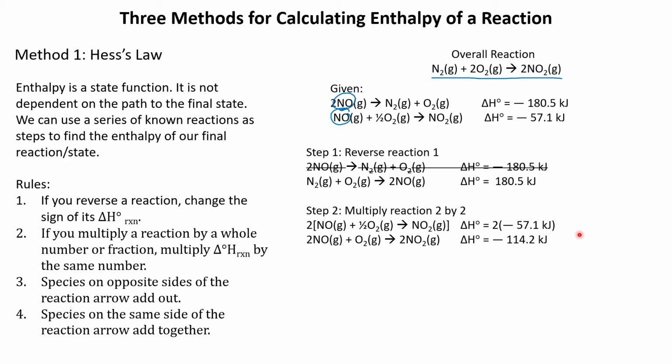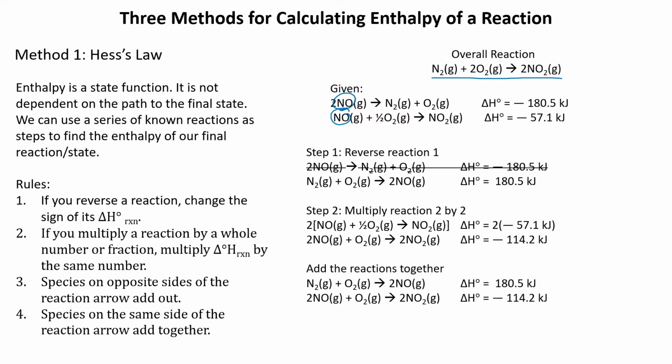At this point, I am ready to add my 2 steps together, and hopefully that'll give me my overall reaction. Okay, so putting my 2 steps with their modifications on one on top of the other so I can see what adds out. You can see that my nitrogen monoxide adds out. They're on opposite sides of the equation. I have the same number of them. My O2s are going to add together because they are on the same side of the equation. So that is simply going to be a 1 plus a 1.